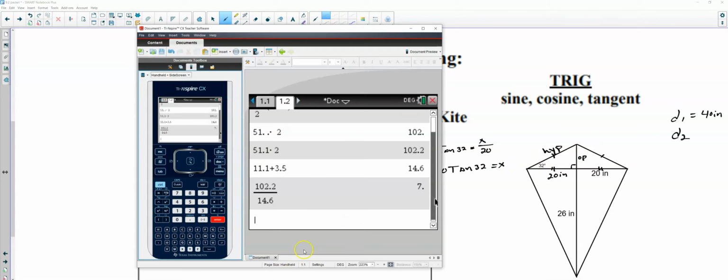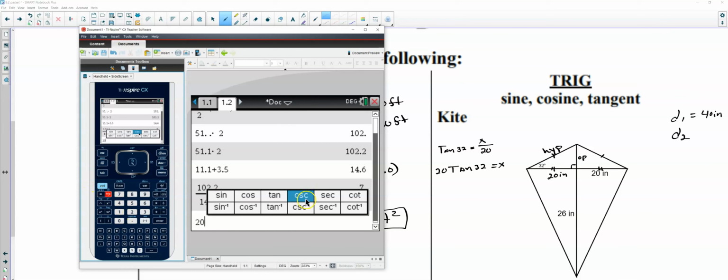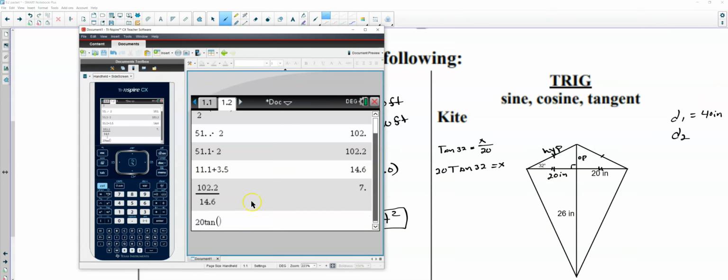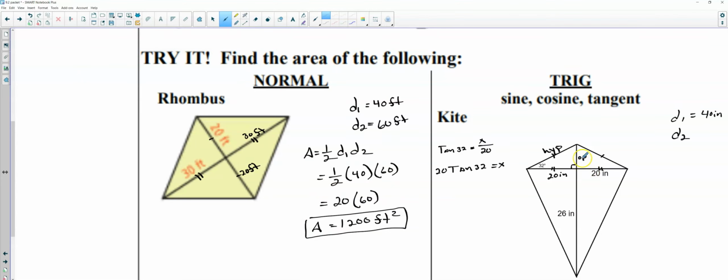There, you could go to the calculator, put it in the calculator. 20 tangent of 32 degrees, and that will give you how high that is. So it's about 12.5. So now I know this is 12.5 right here.